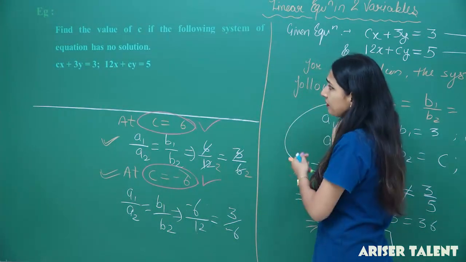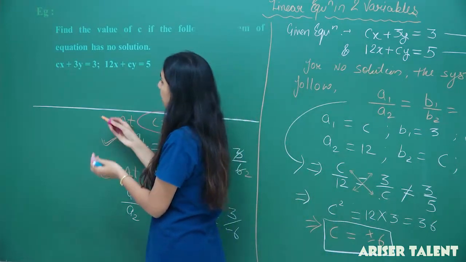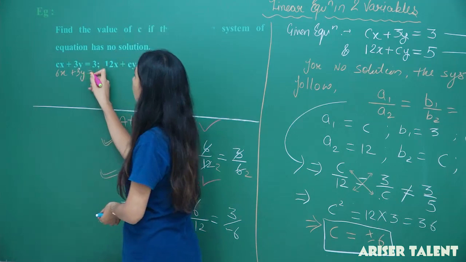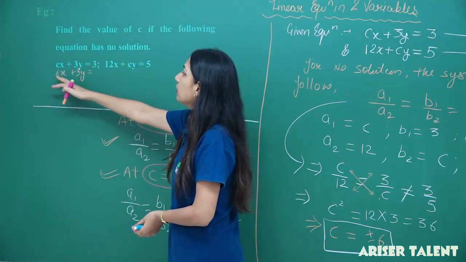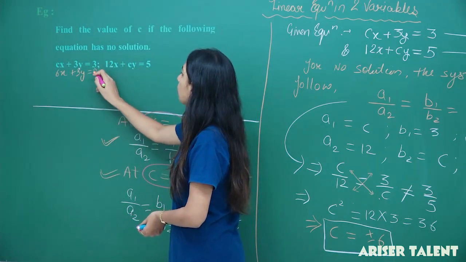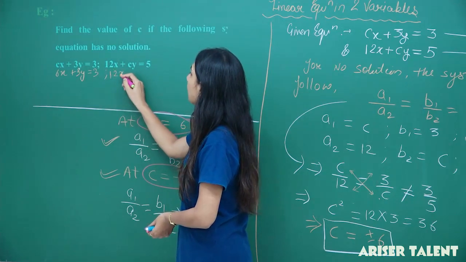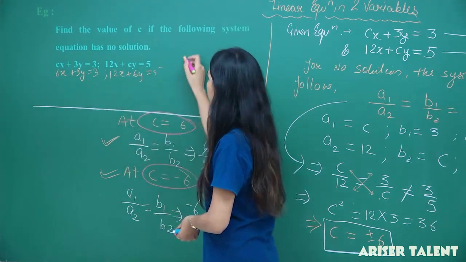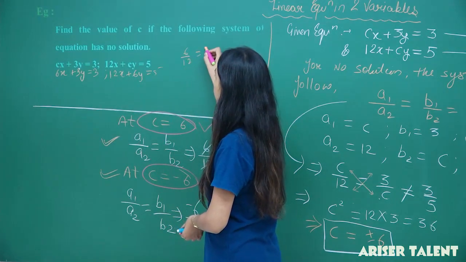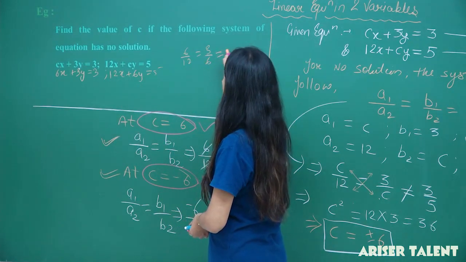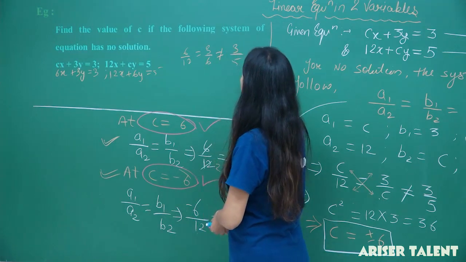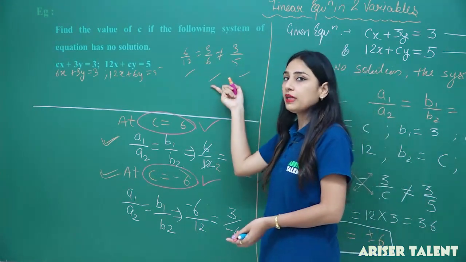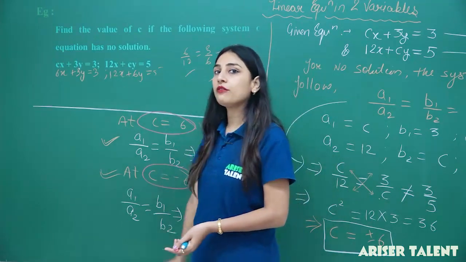If you are not satisfied with this one, you can just take it like this, 6x plus 3y, because the value of C is found to be 6 only. 3 and 12x plus 6y equals 5. From here you can check 6 by 12 should be equal to 3 by 6 should not be equal to 3 by 5, and this is true in each and every manner. And for minus 6 it's the same. So we have checked, we have done this question.